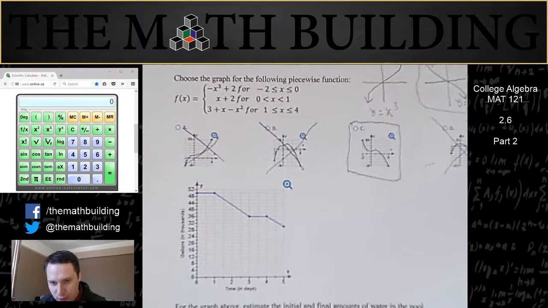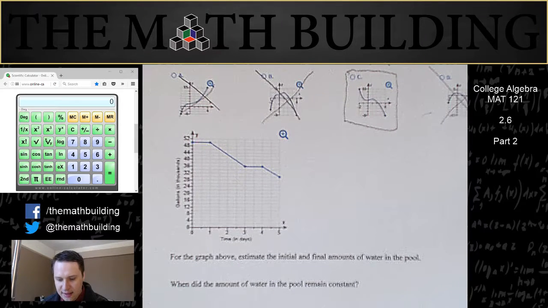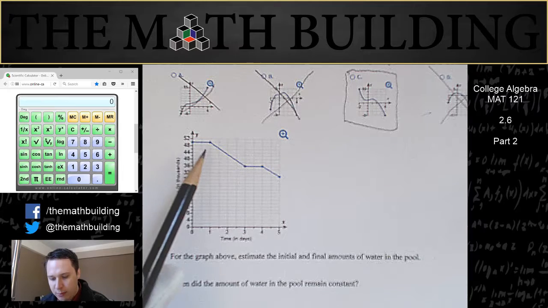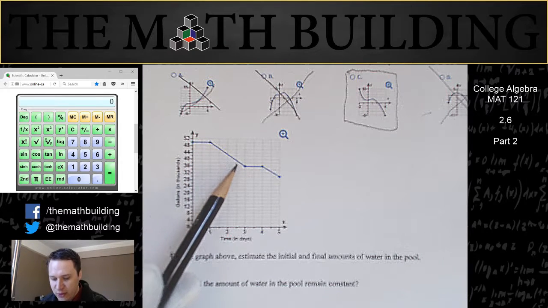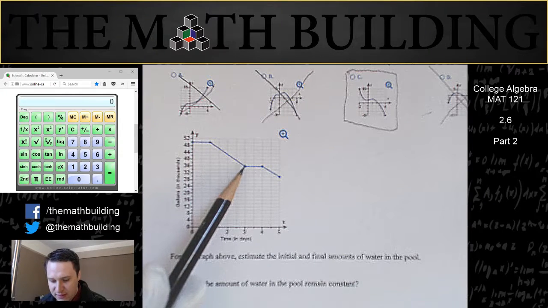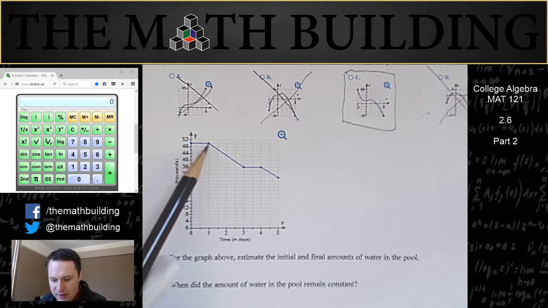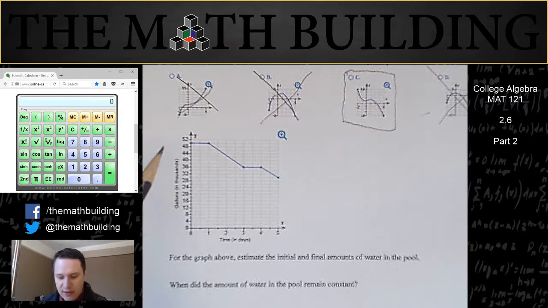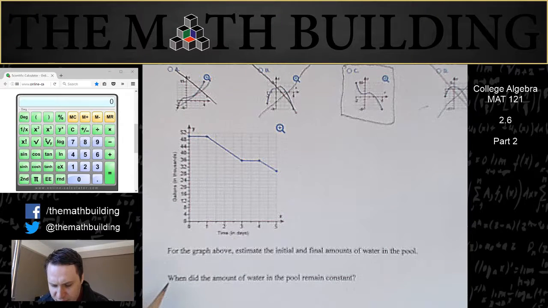So let's push forward. Here's another example of a piecewise function, and it says that this is the time and gallons of water in a pool. So maybe this is during a really hot day, and so there was evaporation. Maybe this is time when they were not necessarily adding water because the level in the pool is remaining constant. So let's take a look at it. For the graph above, estimate the initial and final amounts of water in the pool.